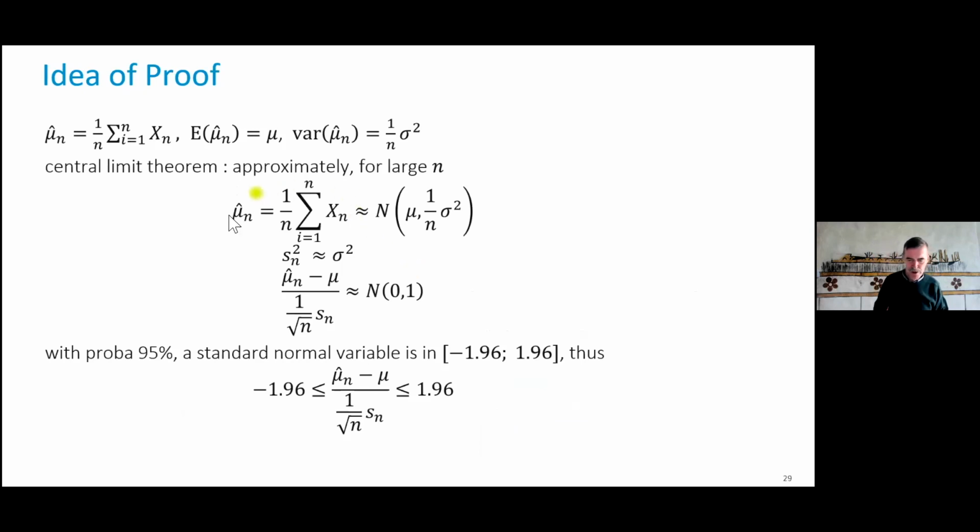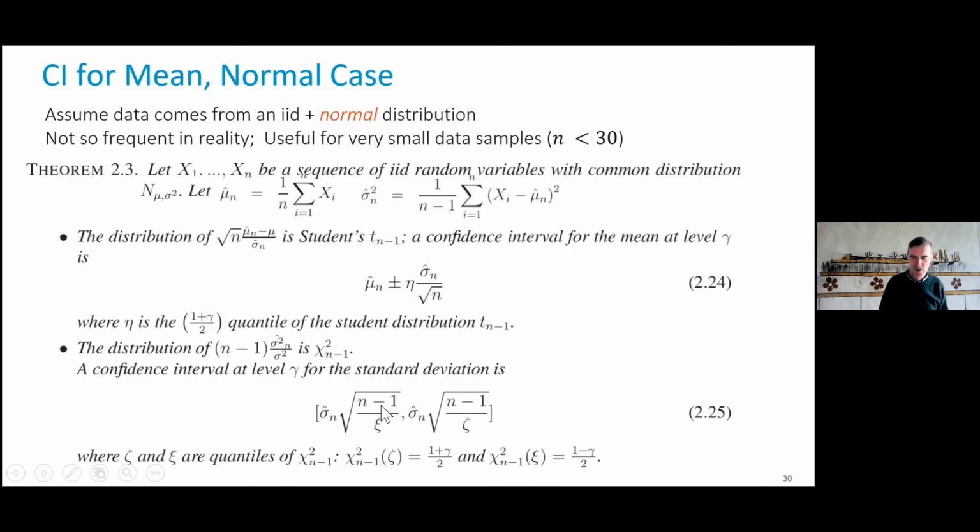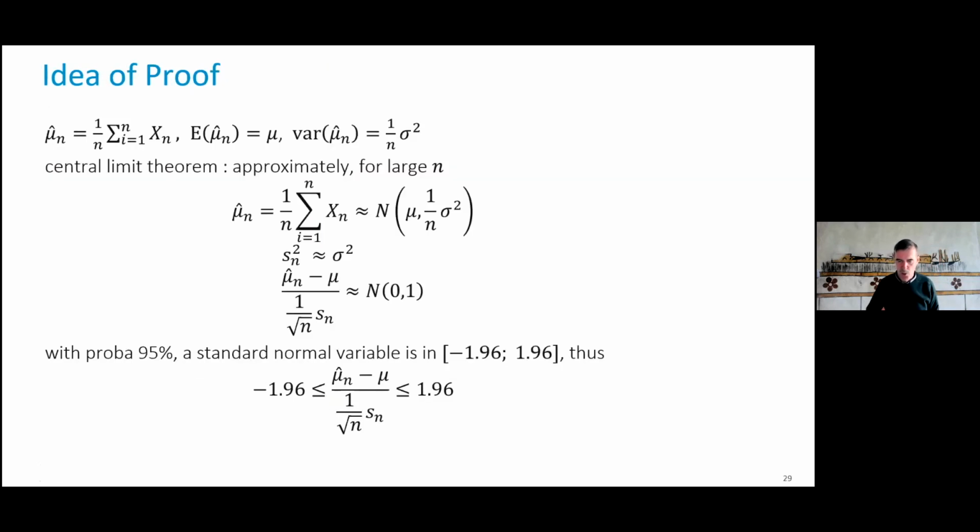The idea of the proof I've already mentioned. Since we know that this quantity here is approximately a known distribution with probability 95%, it is in this interval, and by inverting this, we find the confidence interval that we want. Well, that is perhaps the other useful information about how to compute a confidence interval.